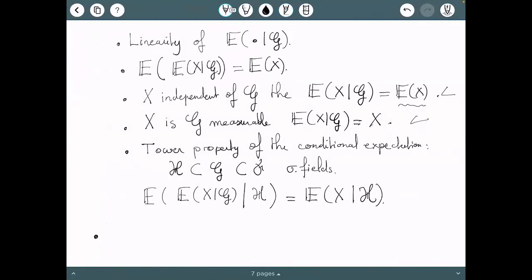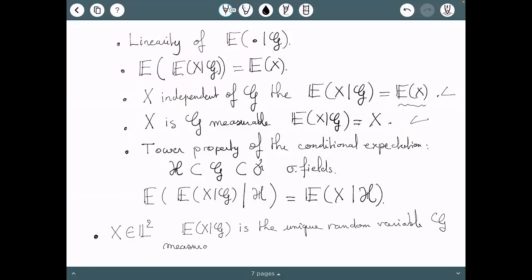What is conditional expectation? If you take X in L2, meaning the second order moment of X is finite, then the conditional expectation of X given G is the unique G measurable random variable Z such that the expectation of (X minus Z) squared is minimal.